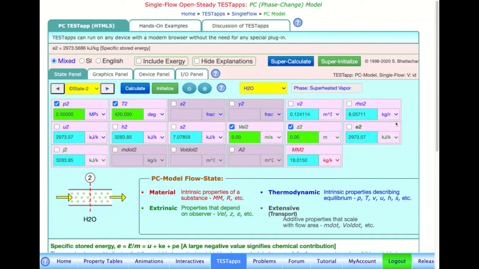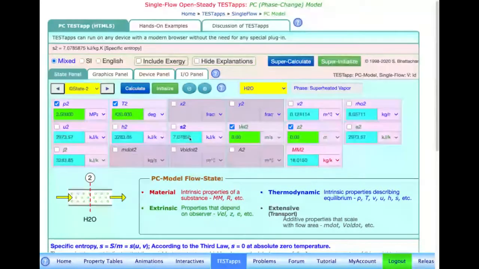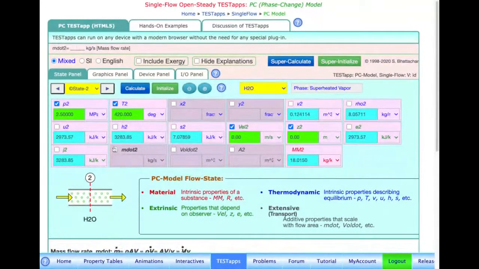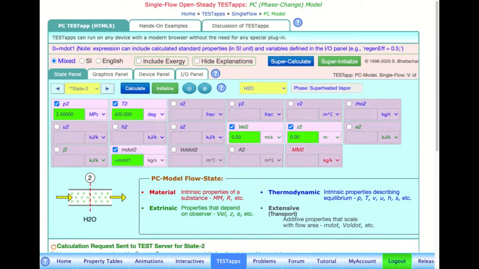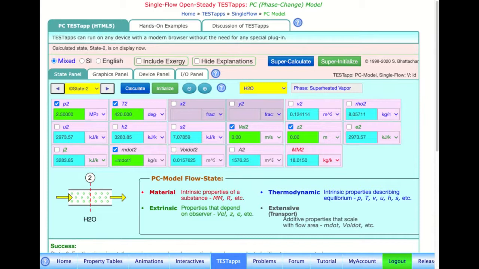So because these two thermodynamic properties are specified, all the other thermodynamic properties are determined. We know that it's a steady flow process, and so we can put in the same m dot at the exit. We don't have to actually know or put in the number that was there before. We can use the variable m dot 1 because it's the same. So m dot 1 is equal to m dot 2. And so we have specified by doing that that it's a steady process.